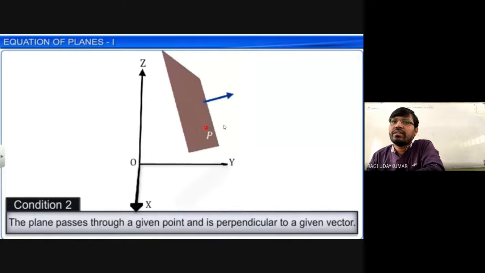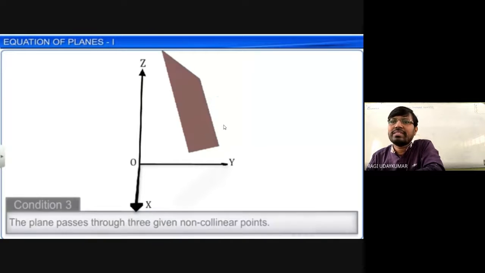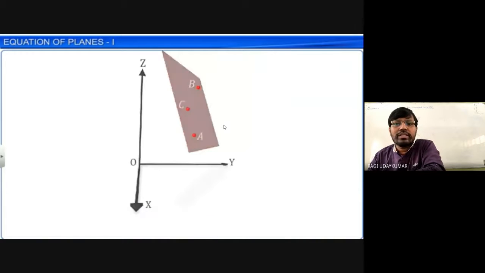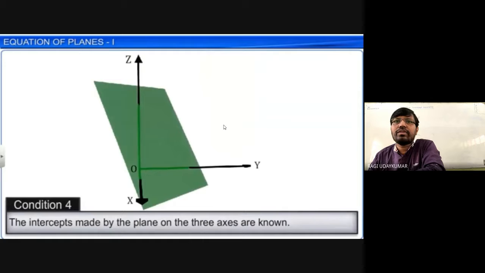Second condition, the plane passes through the given point. One point P is given to you and normal is given to you. Third condition is the plane passes through 3 non-collinear points, and the points may be given to you in vector form.